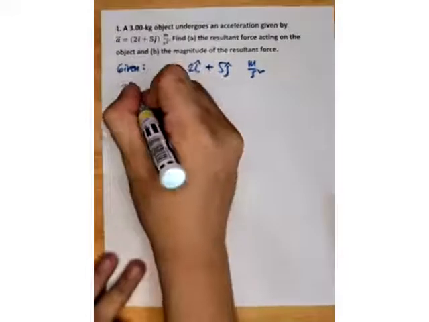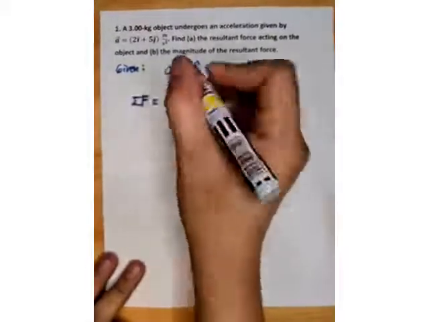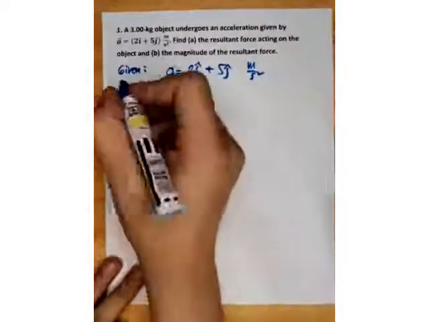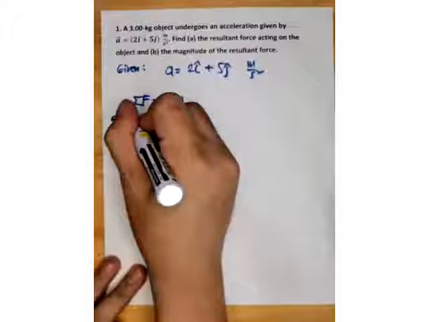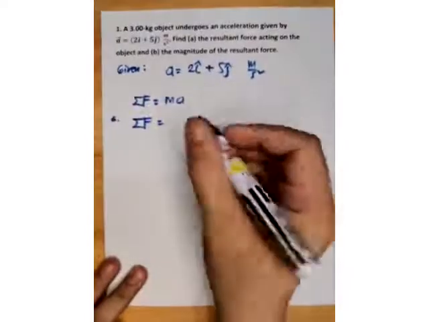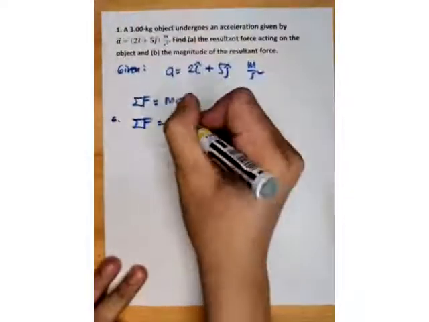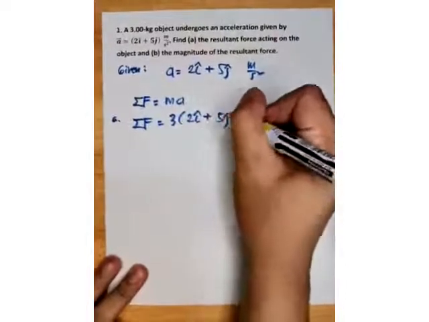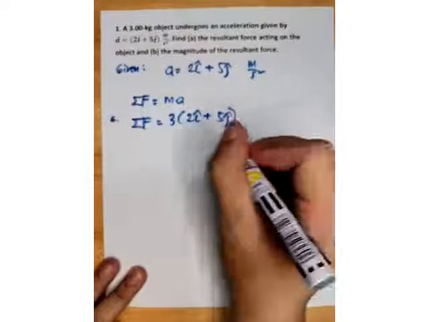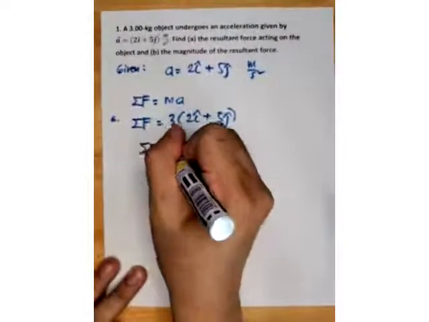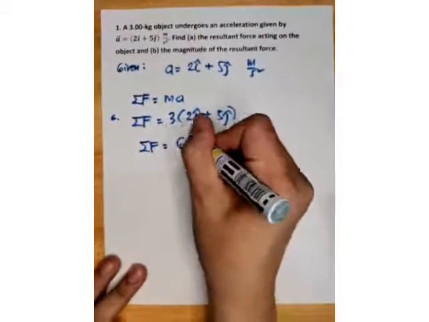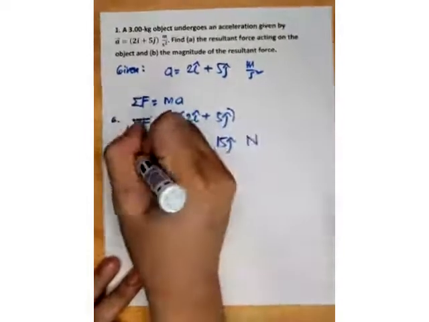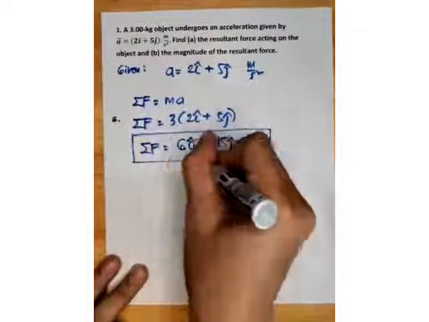Okay, so what's our formula? Net force is equal to mass times the acceleration. So it's letter A. What's our net force or the resultant force? Mass is 3, times 2i plus 5j. So the resultant force is equal to 6i hat plus 15j hat newtons. So this is our answer.